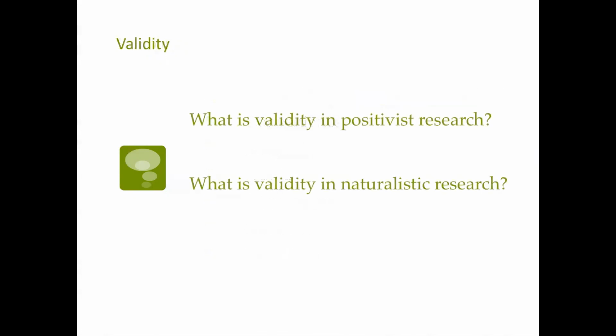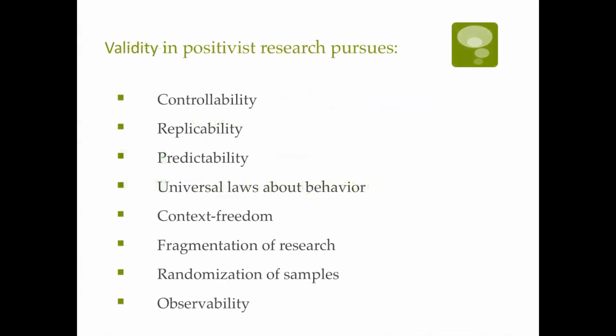Let's talk about validity. What is validity in positivist research? And then what is validity in naturalistic research? Validity in positivist research pursues controllability, replicability, predictability, universal laws about behavior. A highly valid positivist research study would be context-free. It looks at fragmentation of research, randomized samples, and observability.